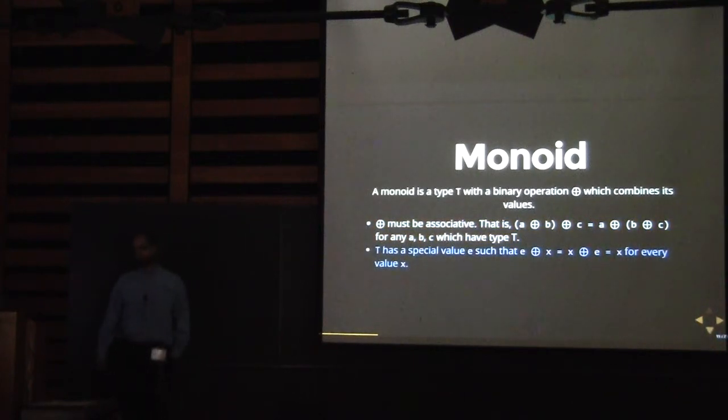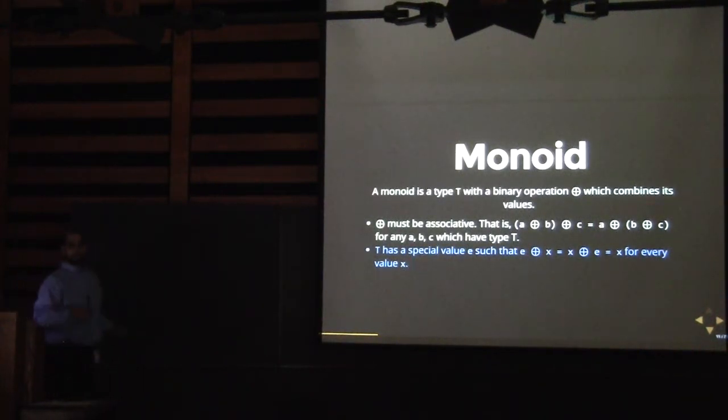But there's also a special value, sometimes called empty. This special value works such that if you apply it on the left side of anything or on the right side of anything, you get the same thing back out. So in other words, it's a left and right identity for every value.